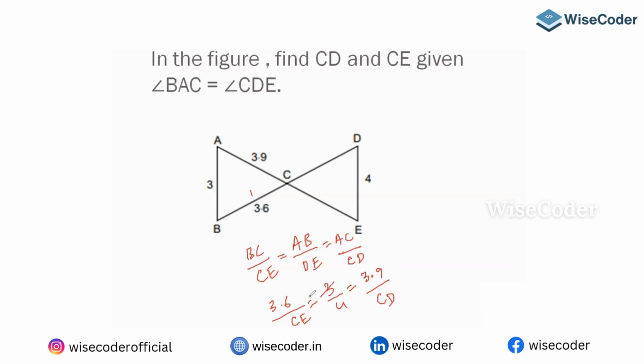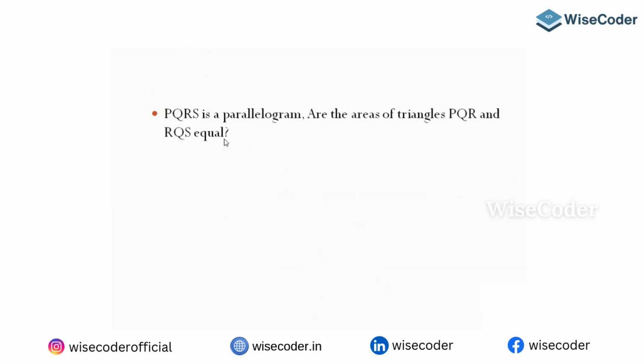Just as you did previously, 3 into 1.2, and then CE will become 12 into 4, 48, that is 4.8. Then 3 into 3.9, and now CD is equal to 13 into 4, 52. So that's 4.8 centimeters and 5.2 centimeters. This regarding similar triangles is how you need to approach and solve.